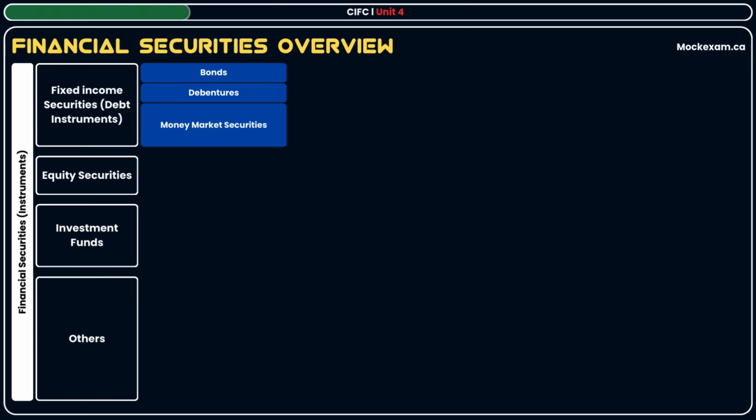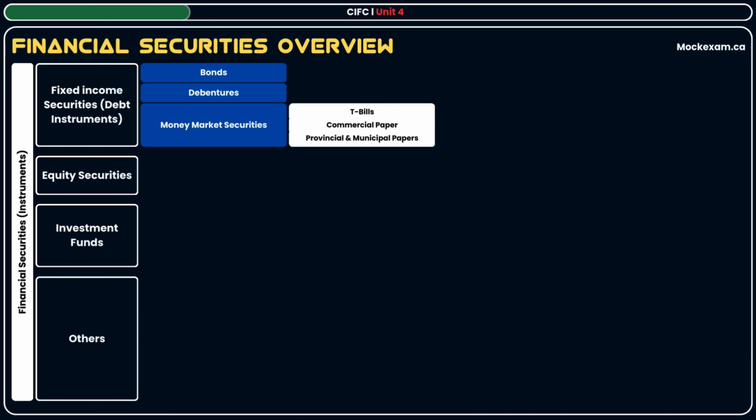Money market securities are categorized into T-bills, commercial paper, and bankers' acceptance. Please keep in mind that this is just an overview, and we will talk about each of these securities in future lectures and chapters. I just wanted to give you a bird's-eye view of this categorization.